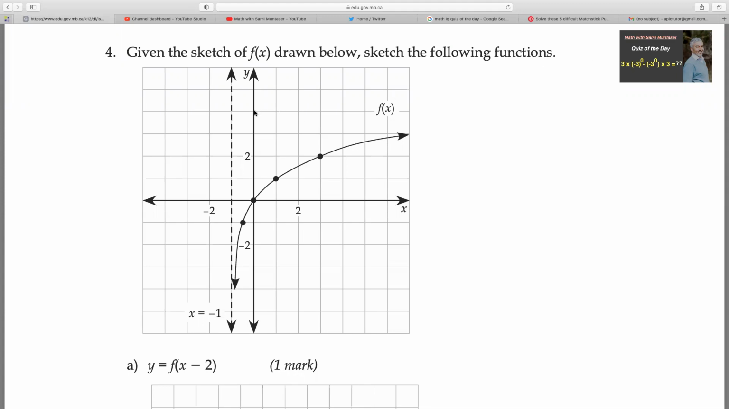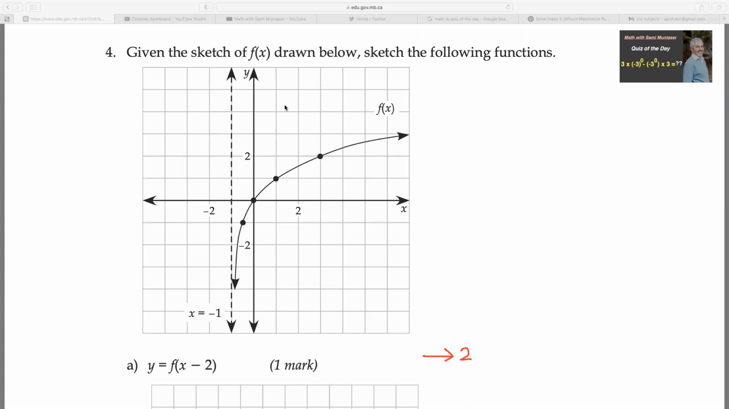So here is this question right here. Given the sketch of f of x drawn below, sketch the following functions. So here they want you to sketch f of x minus 2. So here means your graph moved 2 to the right. That's what this does. When you have f of x minus 2, this translation is a horizontal translation, and it means you're moving 2 to the right. If this was plus 2, then you move 2 to the left.